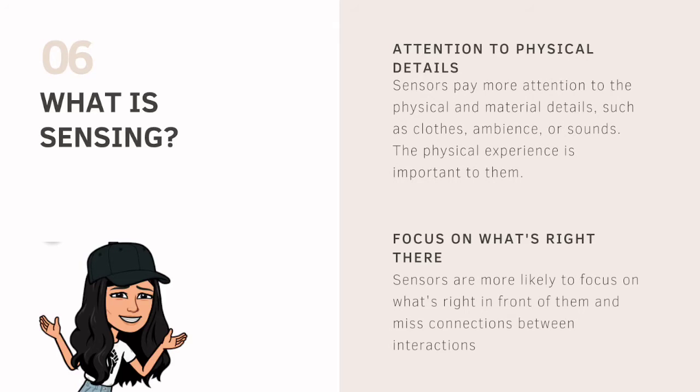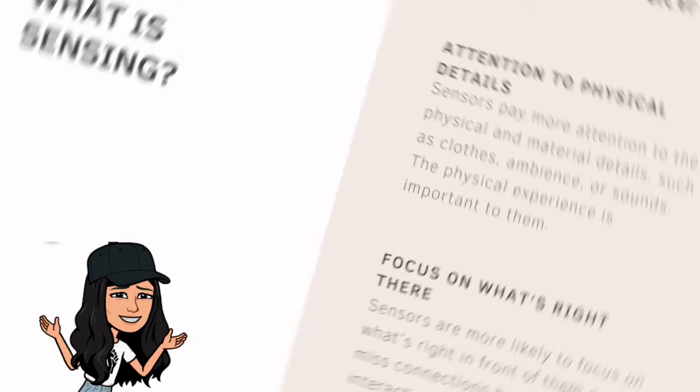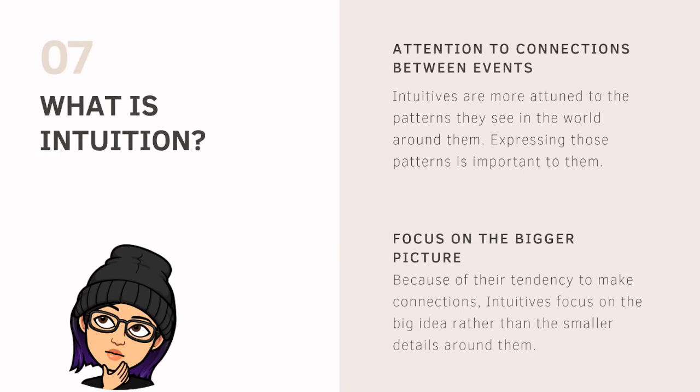They aren't, however, so good with making connections between events or people. Because of their preference for the physical world, many sensing types tend to miss out on the patterns in their lives and can be a little dismissive that some of these patterns exist. Intuitive types are essentially the complete opposite.